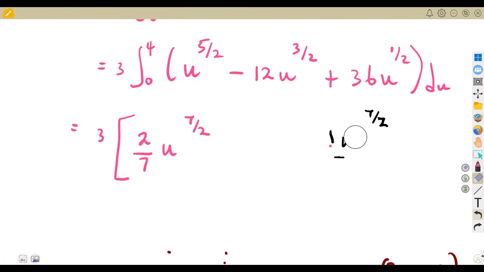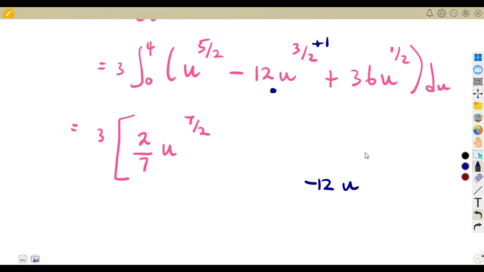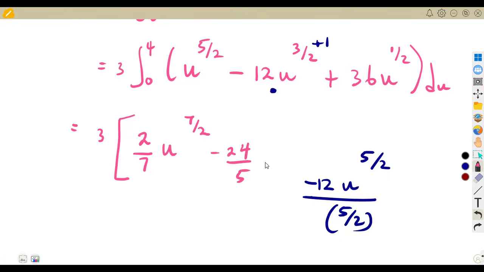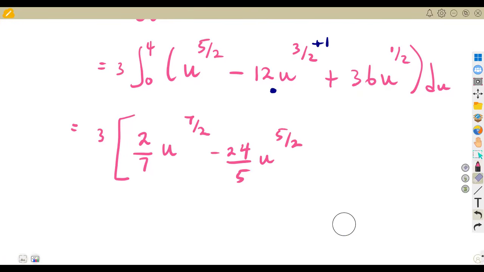All right, let us move on to the other part of our integral. We integrated the first part. We move on to this. We do the same thing. Negative 12u to the exponent, we add a 1. So that will be 5/2: 3/2 plus 1 is 5/2. So it's going to be 5/2 over 5/2 like this. If we divide at the end, negative 12 divided by 5/2 is going to be negative 24/5. So that's negative 24/5 u to the exponent of 5/2. So that's it. We have integrated this part.